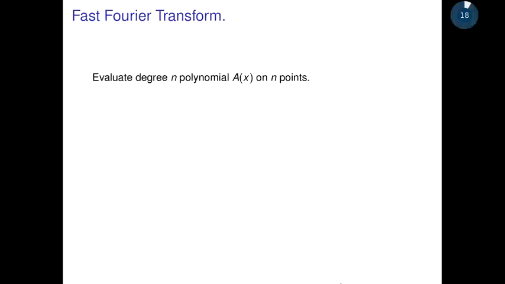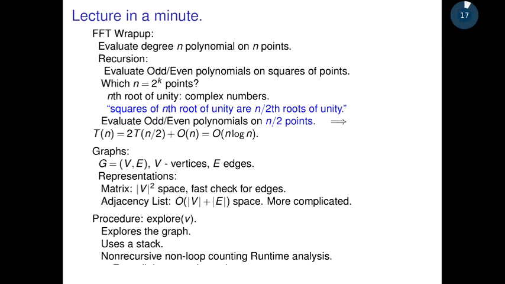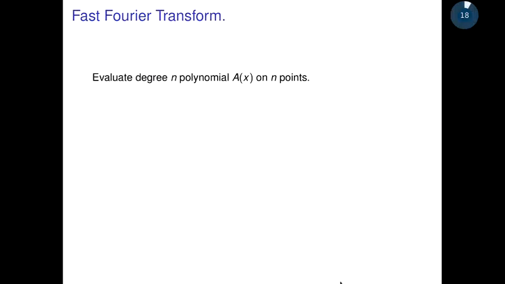Now when you do the runtime analysis here, you don't use recurrences in general when you talk about graph algorithms. So I'm going to show you how to do runtime analysis in this context. Okay, so the fast Fourier transform, here's the idea.